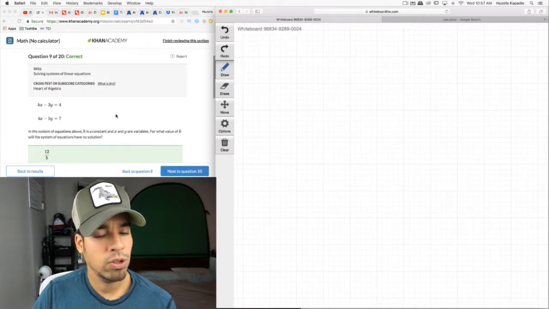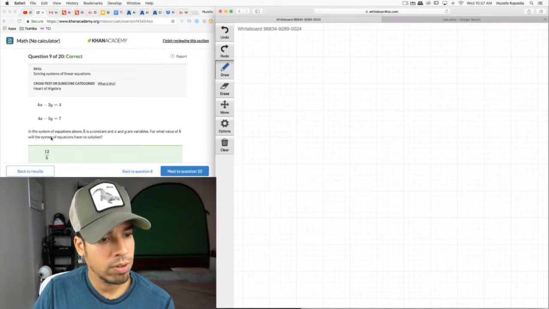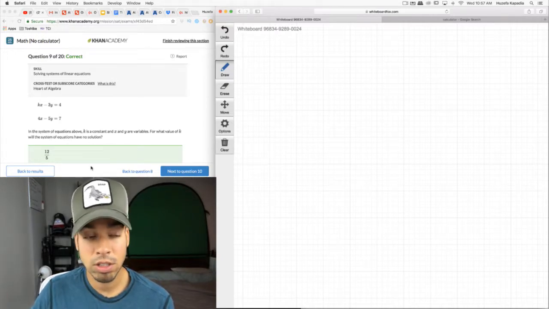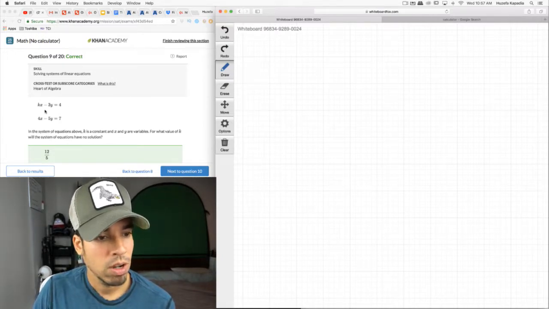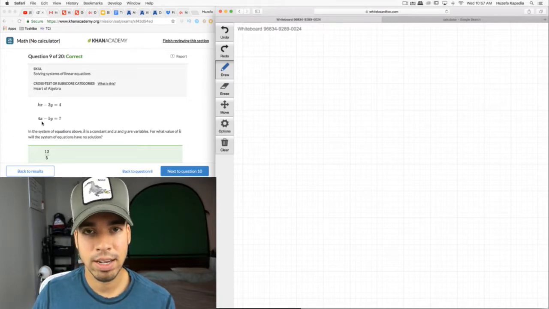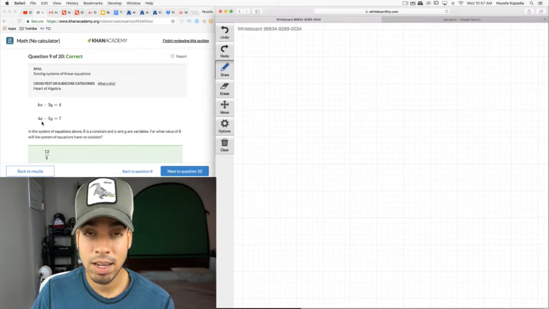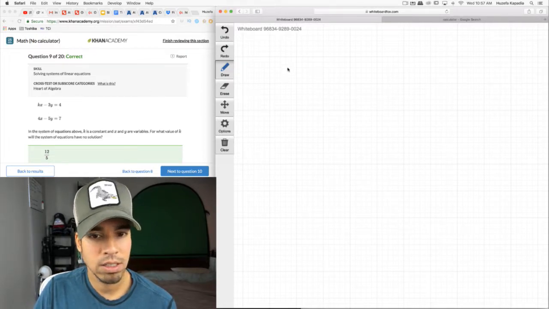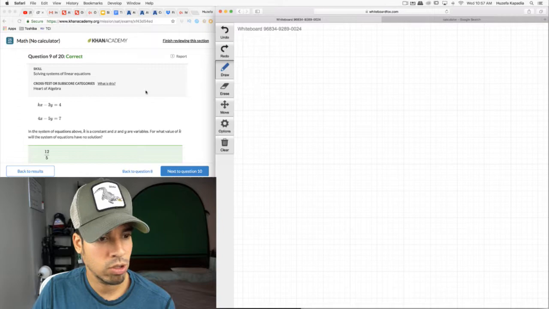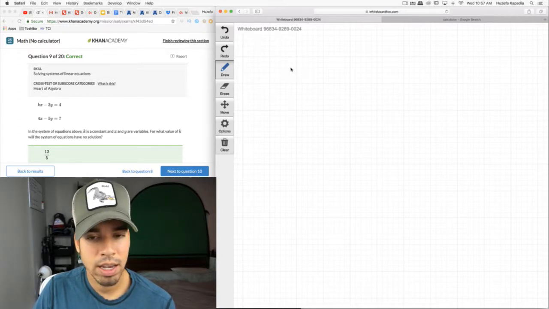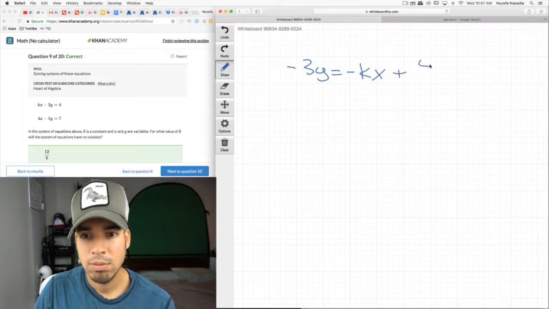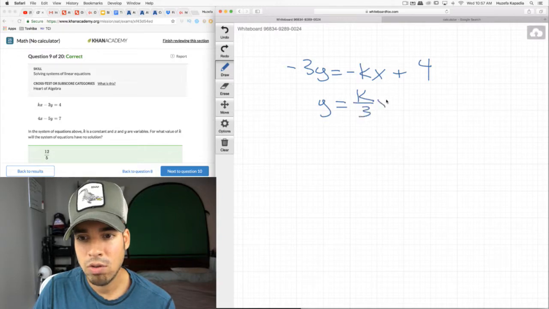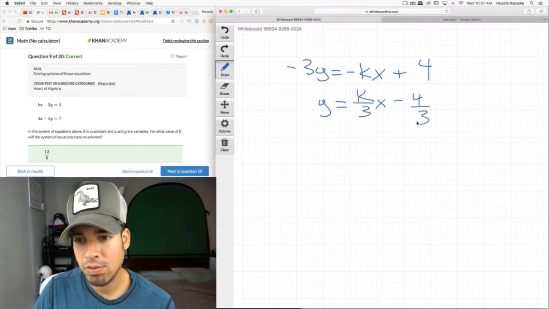Okay, so this is the important part. They said, for what value of k will the system of equations have no solution? Now I'll parse it out a little bit more. When they have no solution, they have different y-intercepts and the same slope. So first, a probably easier way to write this is, let's get both of these into slope-intercept form. So the top one, I'm going to subtract kx from both sides. I get negative 3y equals negative kx plus 4. Divide both sides by negative 3. I get y equals k over 3 x minus 4/3. Okay, that's the top one.